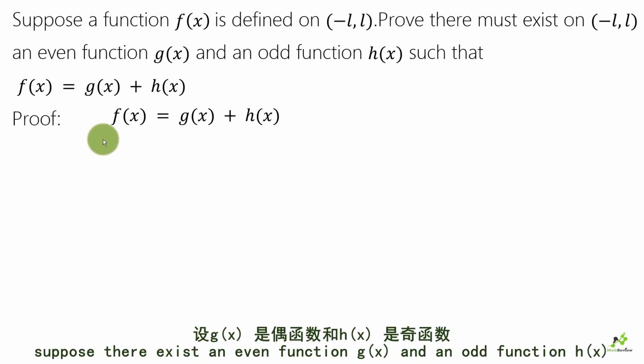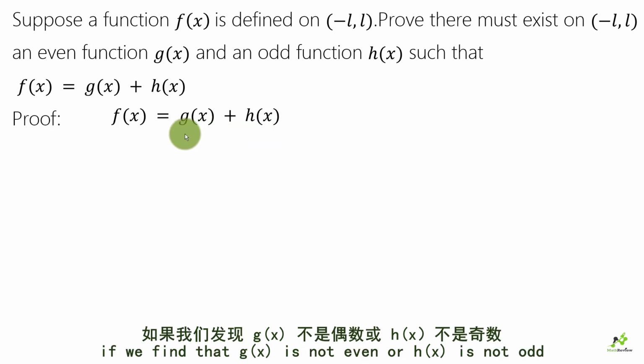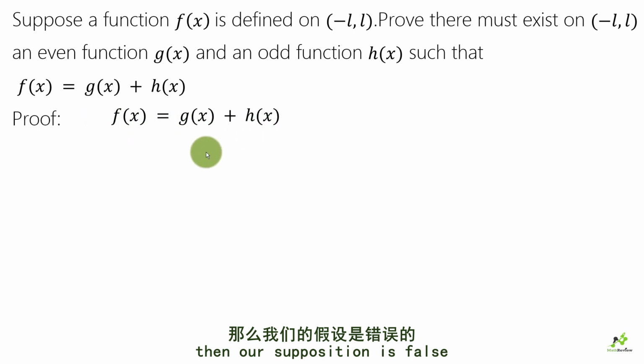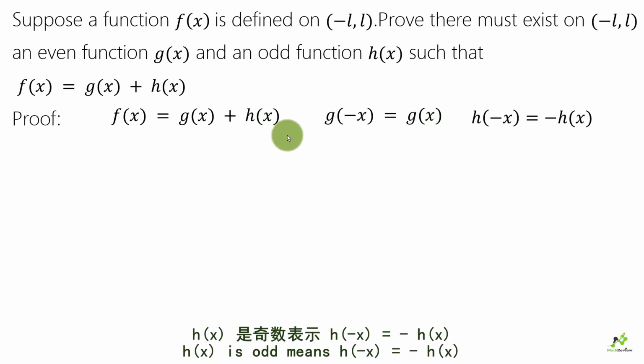Suppose there exists an even function g of x and an odd function h of x such that f of x equals g of x plus h of x. If we find that g of x is not even or h of x is not odd, then our supposition is false. g of x is even means g of -x equals g of x. h of x is odd means h of -x equals -h of x.